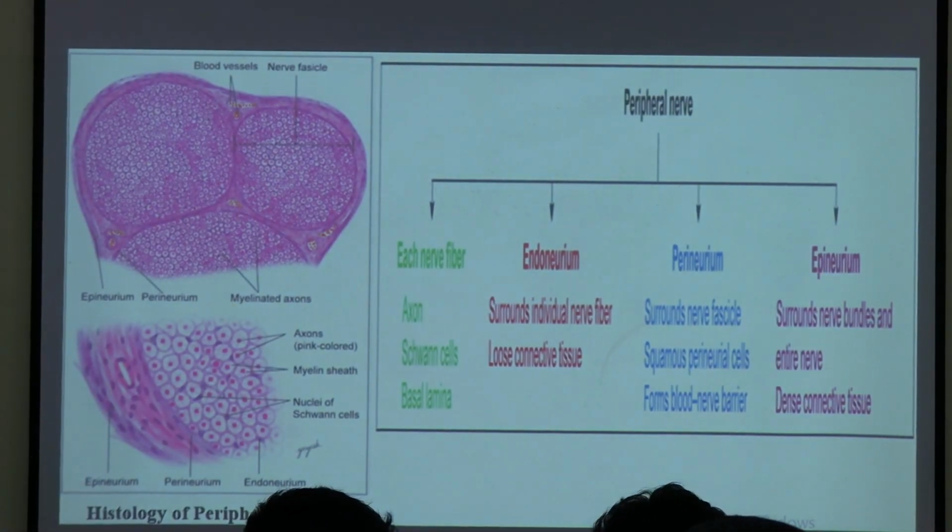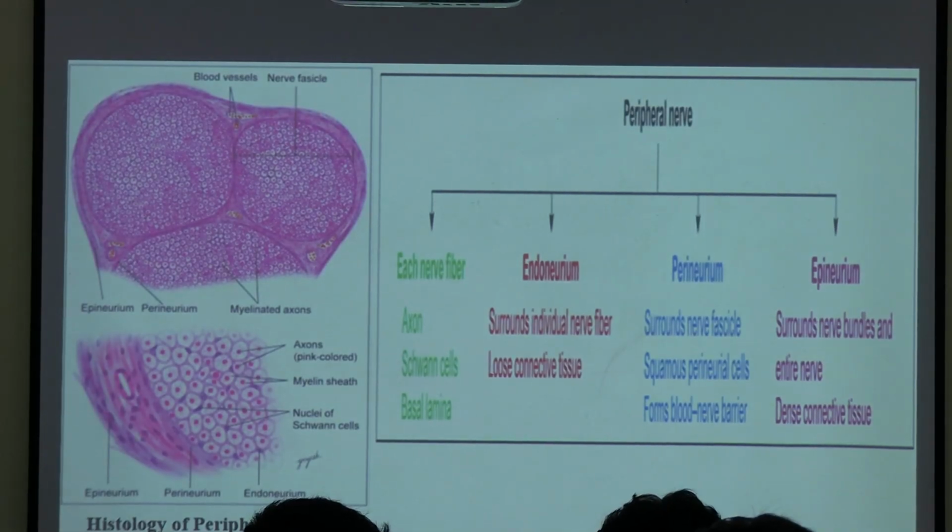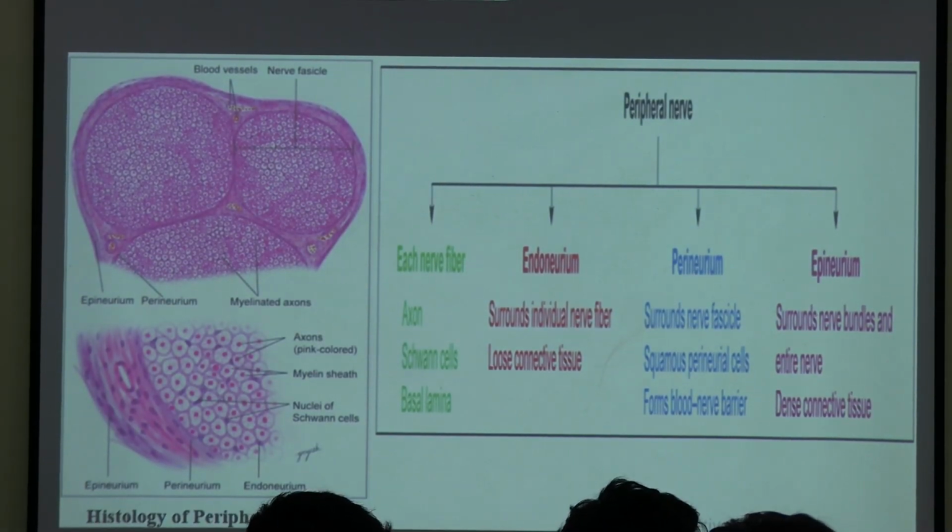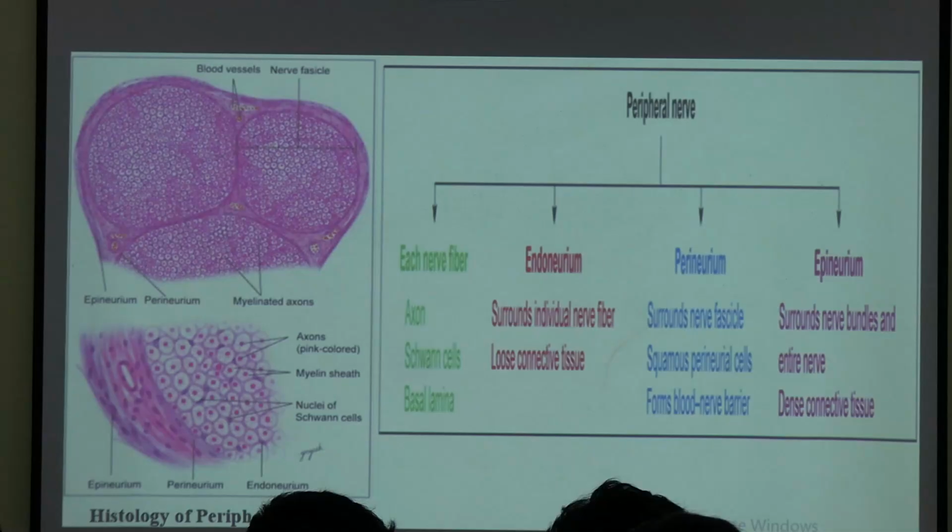So how those blood vessels will be carried? And those are carried by this connective tissue covering, so that each and every single nerve fiber is getting the blood supply.